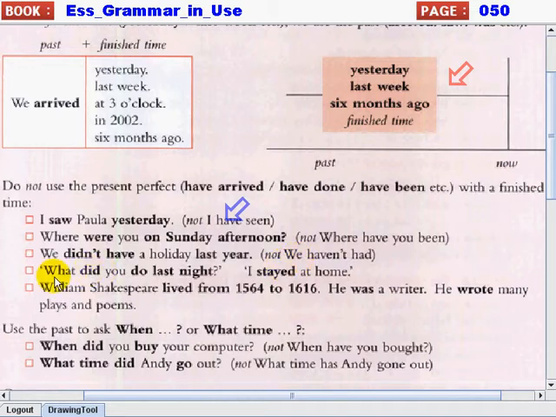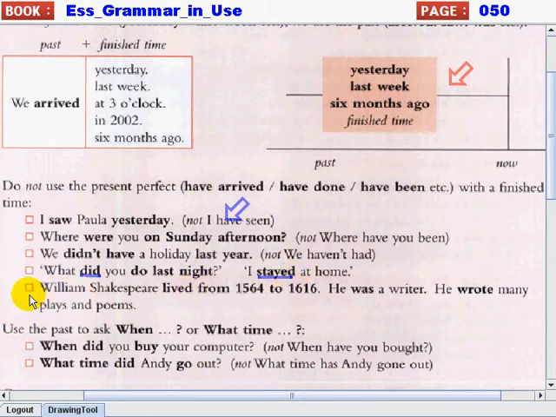Next, what did you do last night? I stayed home. This sentence or this question is also in past simple form. We have here did. Alright? And the response should also be in the past simple. We have here the word stayed.